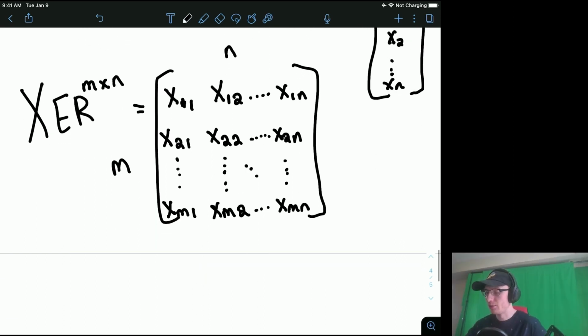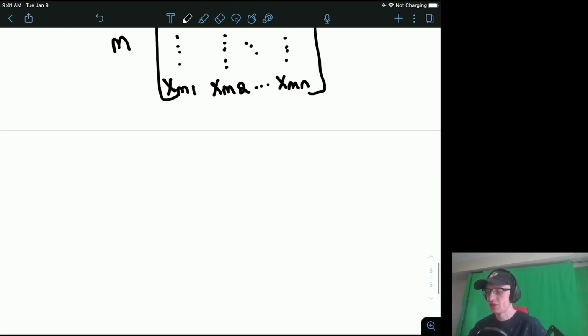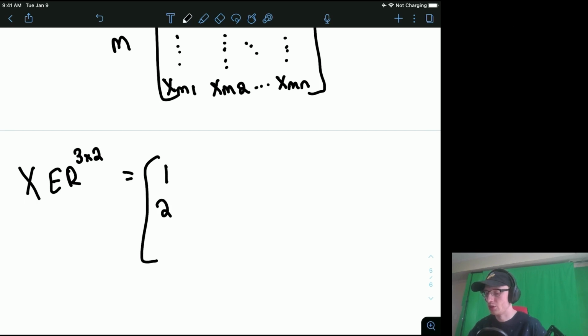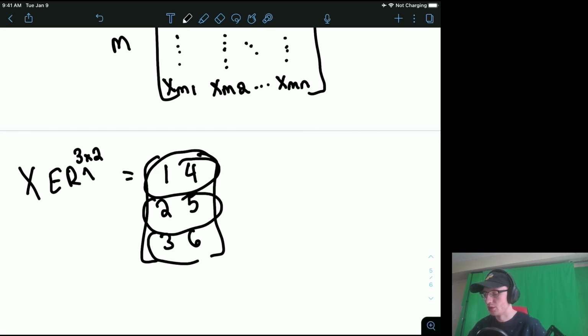So just an example, maybe we had some matrix, which is really just a table of information. Maybe we had x as a member of the 3 by 2 family. That means it has 3 rows and 2 columns. We had that maybe equal to 1, 2, 3, and then there's 2 columns, so it'd just be maybe 4, 5, 6. This is perfectly valid. There's 3 rows, 1, 2, 3, and there is 2 columns, so 1, 2 columns like that.